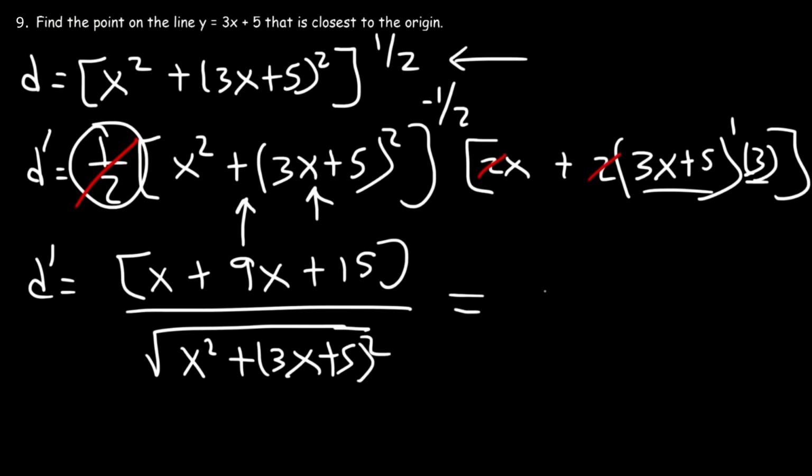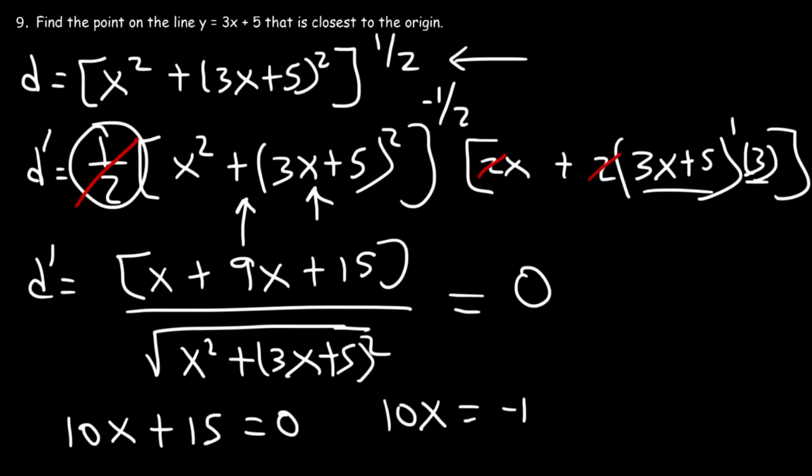Now we need to set this equal to 0. The good thing is, if the numerator is equal to 0, the entire fraction is equal to 0. So let's set the numerator equal to 0. x plus 9x is 10x. So 10x plus 15 is equal to 0. Moving the 15 to the other side, we have 10x is equal to negative 15.